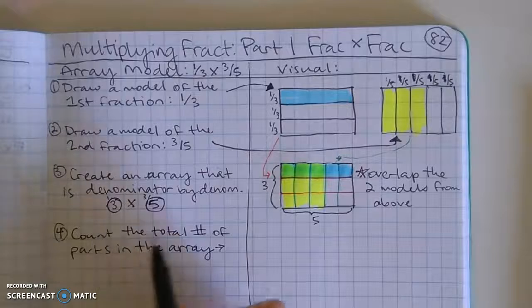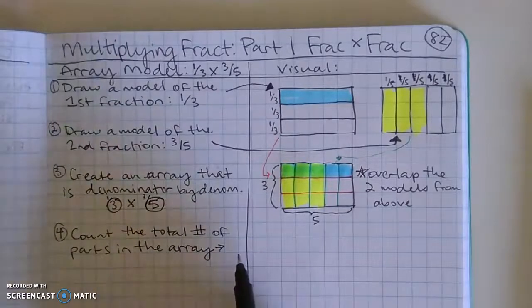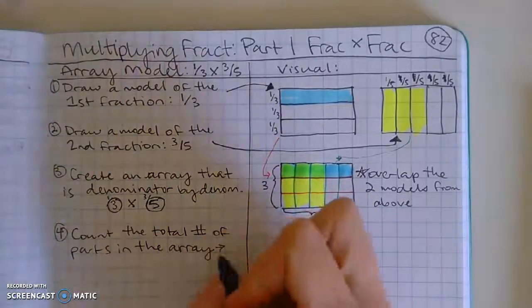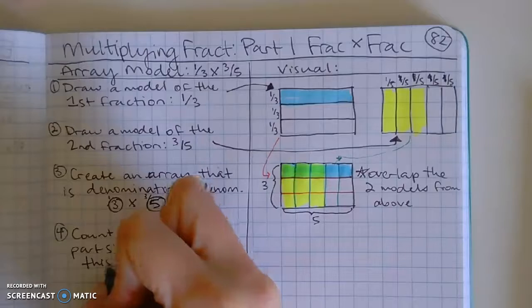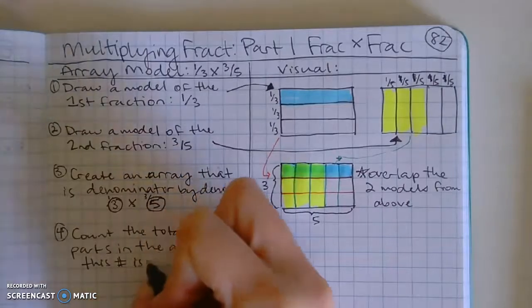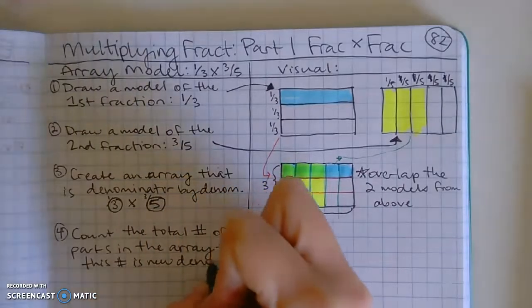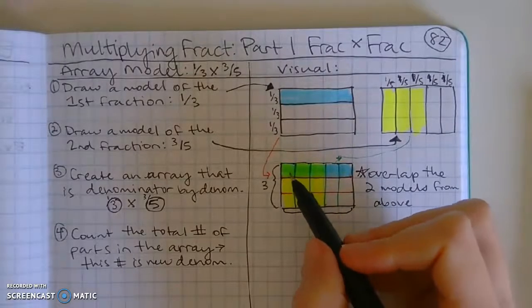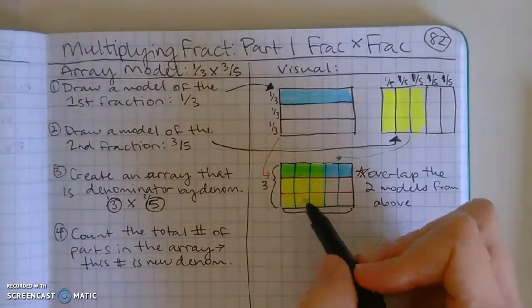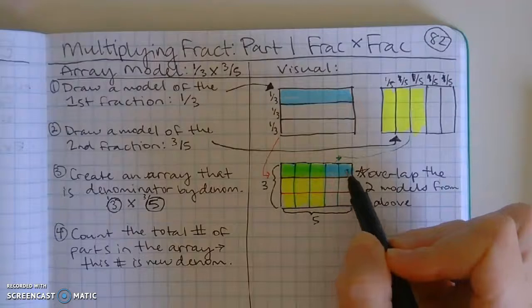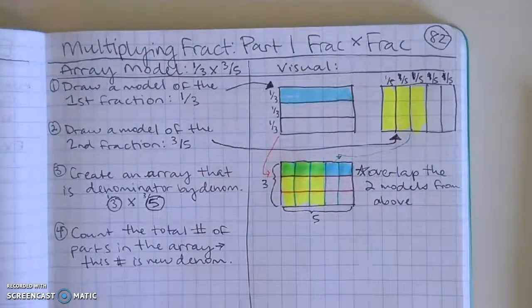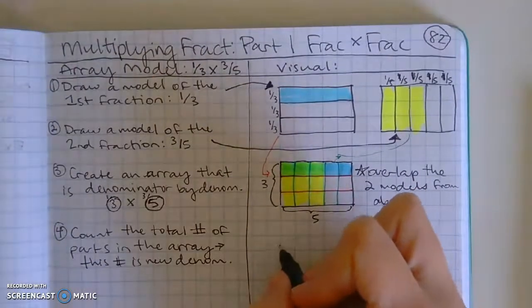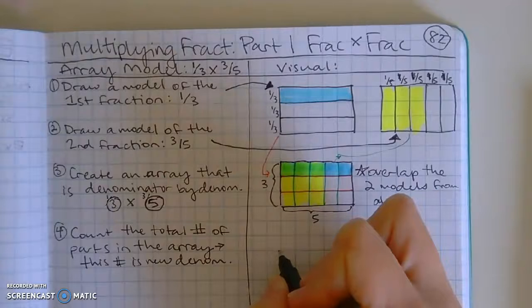So now you're going to count the total number of parts in the array. This is going to be your new denominator. So if I count all of these boxes, I'm going to end up with 1, 2, 3, 4, 5, 6, 7, 8, 9. If you said 15, good job. So that becomes my new denominator.